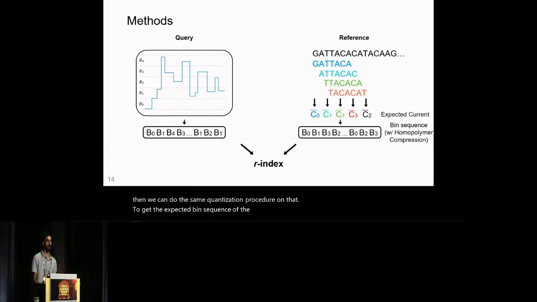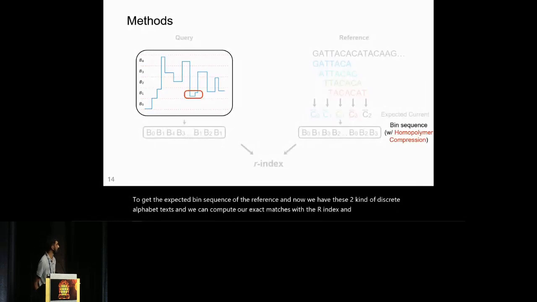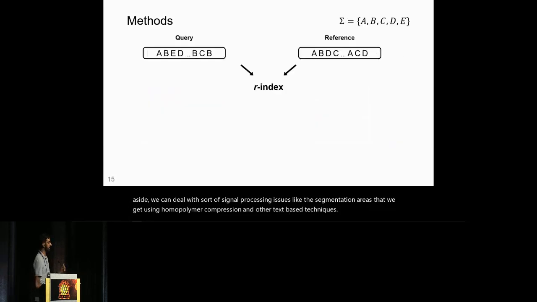And now we have these two discrete alphabet texts, and we can compute our exact matches with the R-index. Just as an aside, we can deal with signal processing issues like the segmentation errors that we get using homopolymer compression and other text-based techniques. Like I said, we can replace these bins with really any alphabet. The alphabet's arbitrary as long as the number of bins is fixed. In this case, I just picked A, B, C, D, E, but it doesn't really matter. It could be any characters. But essentially, the query is now in the same alphabet space as the reference, and we can compute exact matches as we would any text.